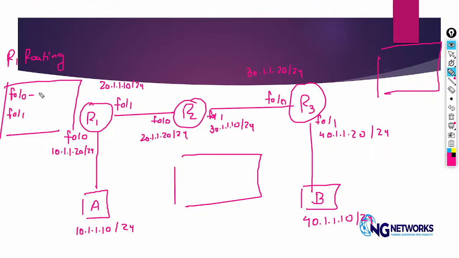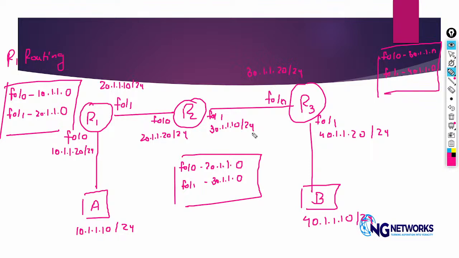F0/0, the network would be 10.1.1.0. F0/1, the network would be 20.1.1.0. And on R2, F0/0, the network would be 20.1.1.0. And on F0/1, the network would be 30.1.1.0. Similarly, on R3, F0/0, the network is 30.1.1.0. And on F0/1, the network is 40.1.1.0.